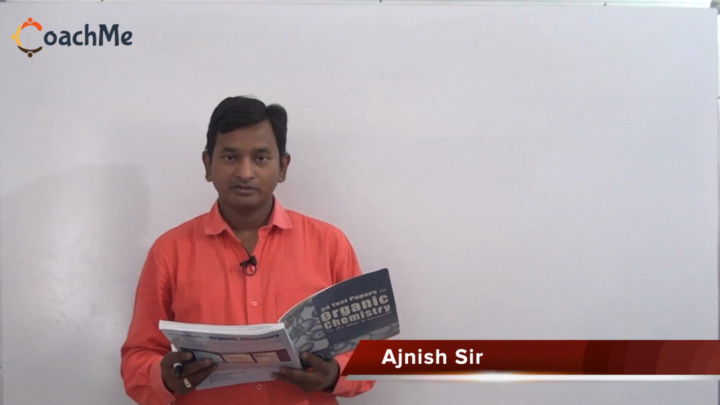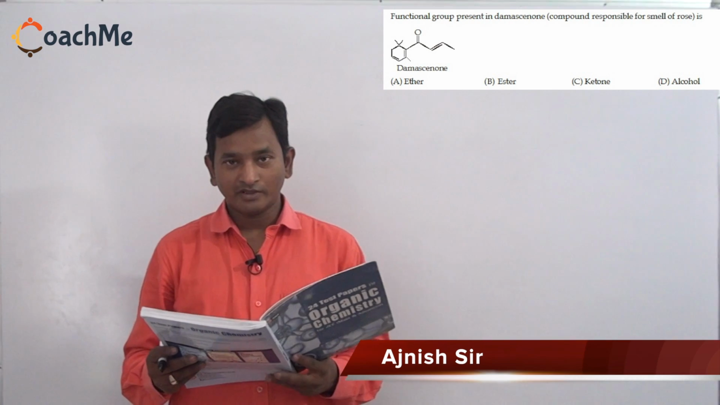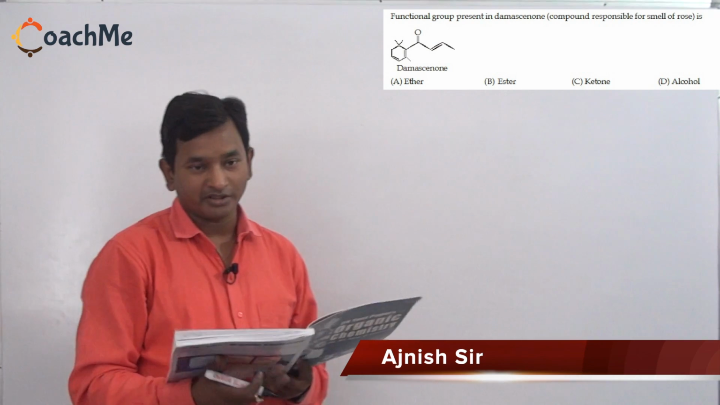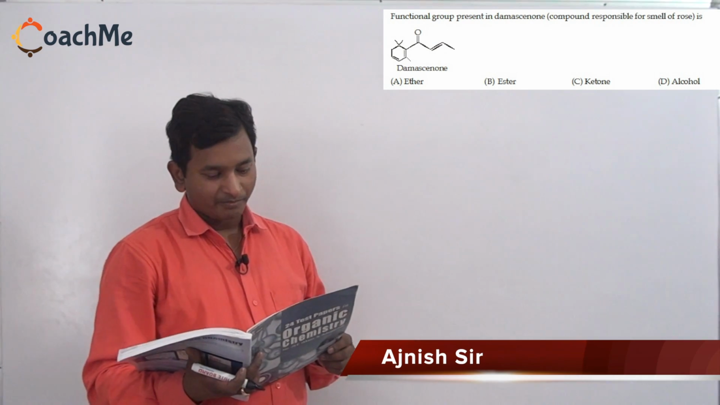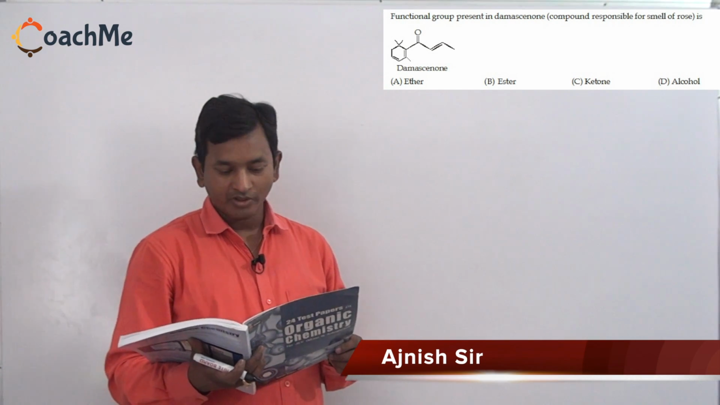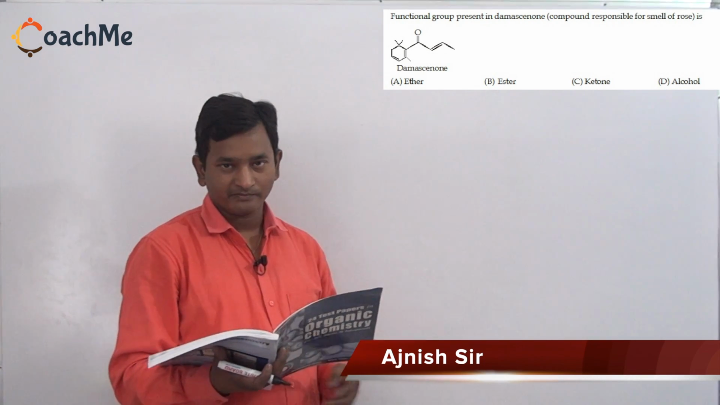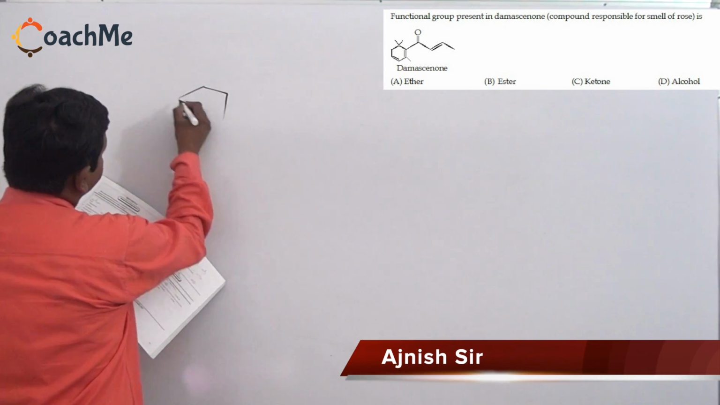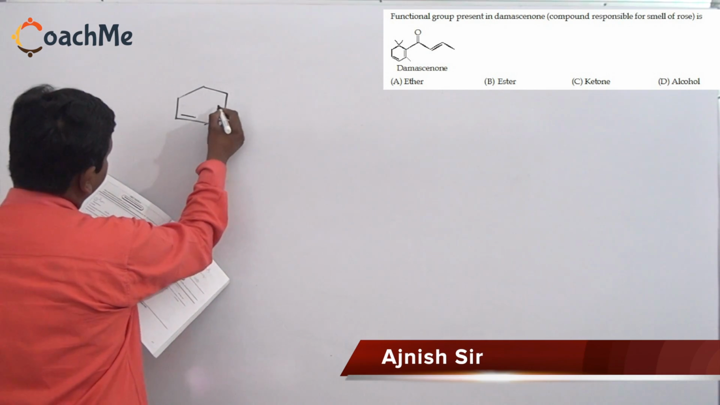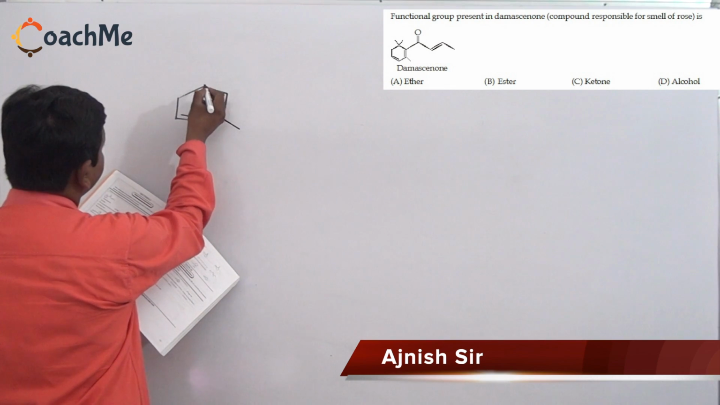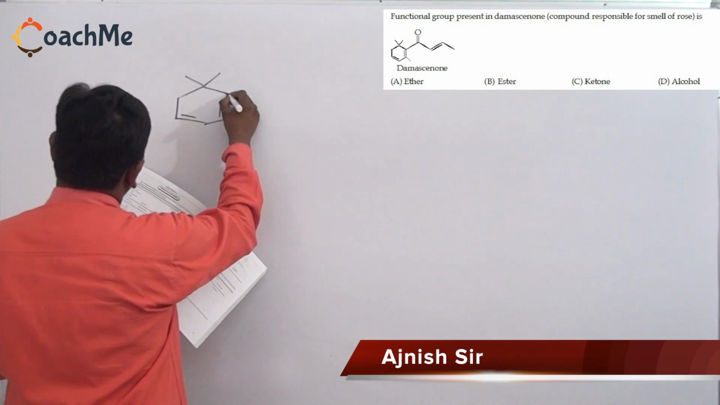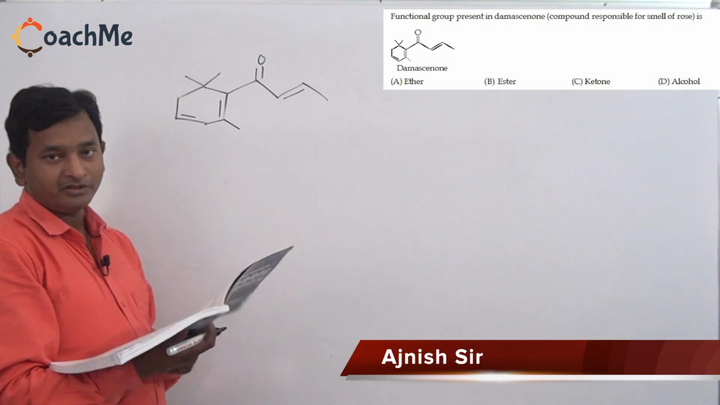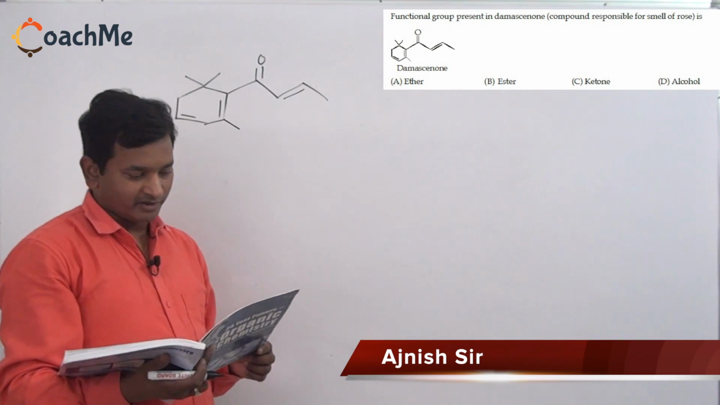Test paper first. The first question of section first is a single correct question, and the question states: the functional group present in damascenone, the compound responsible for the smell of rose, is. And here is the structure of damascenone. It is given a 6-membered ring. Here 2 double bonds are given, 1 methyl, 2 methyl again, and 1 ketonic group, 1 double bond. This is the structure of damascenone.